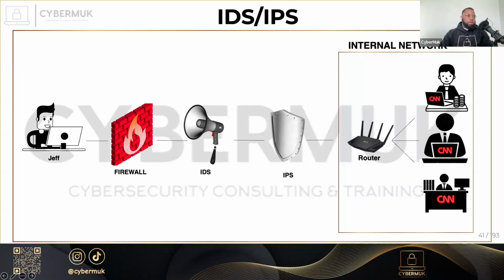Now, when Jeff tries to send malware into the network, the IDS, so the detection system, cannot block the malware, but it will alert. So it will raise an alert that there is something in the network. Meanwhile, the IPS, the prevention system, actively blocks the malware. So it prevents the malware from entering the network.